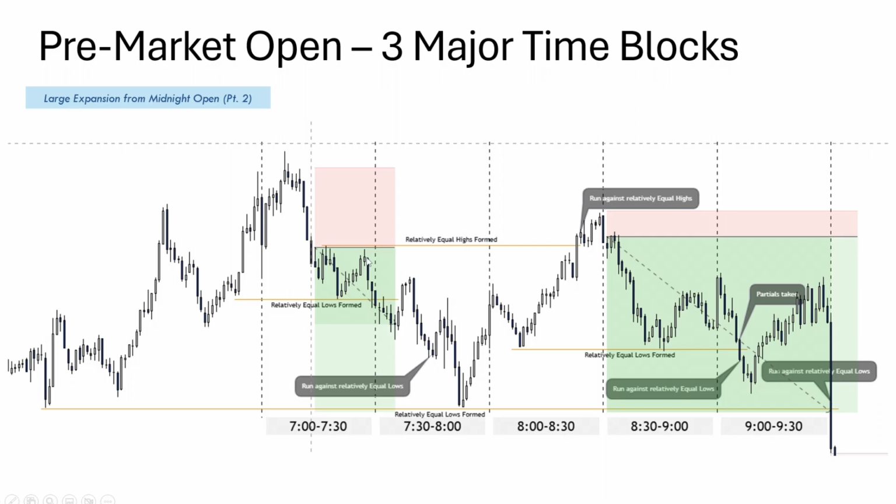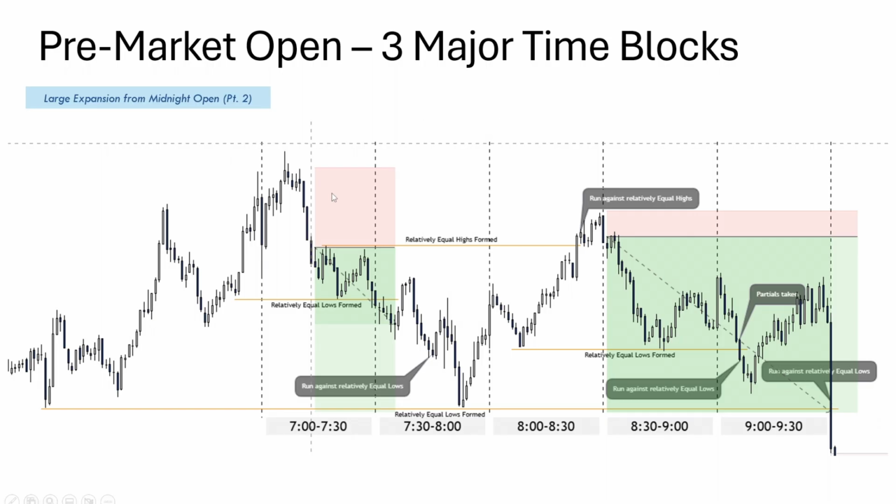So the point is, even though sometimes maybe not at 7 to 7:30 or 8 to 8:30, in those first 30 minutes, maybe you don't see the relative equal highs or lows forming there. At the end of the day, you need to just think about in this whole 7 to 9:30 time frame, there's relative equal highs on one range, relative equal lows on the other range, and price is likely to reach for any one of them, right?